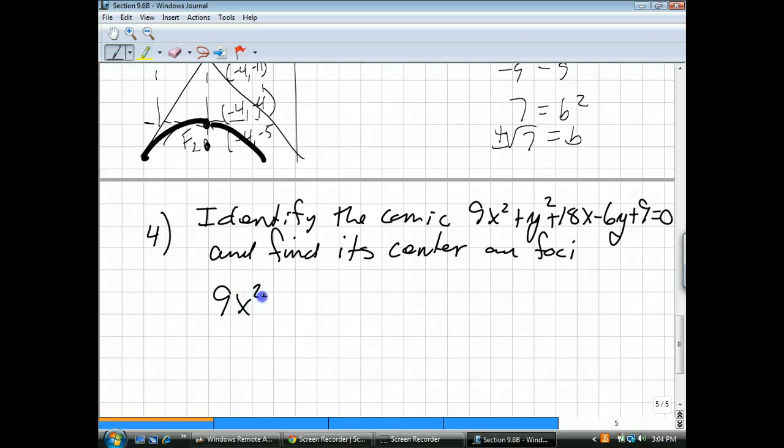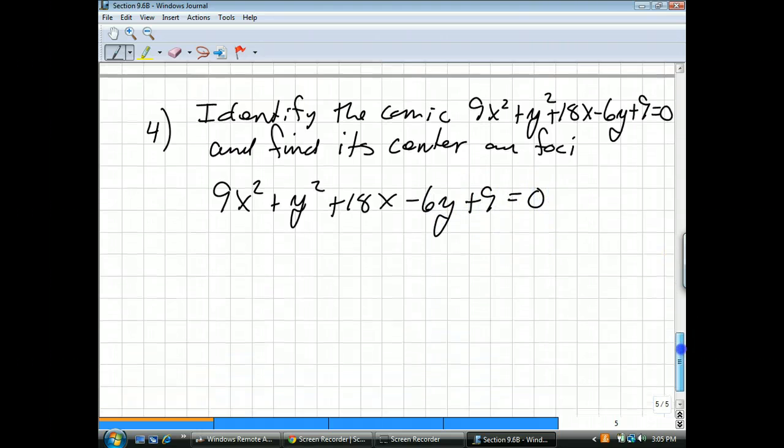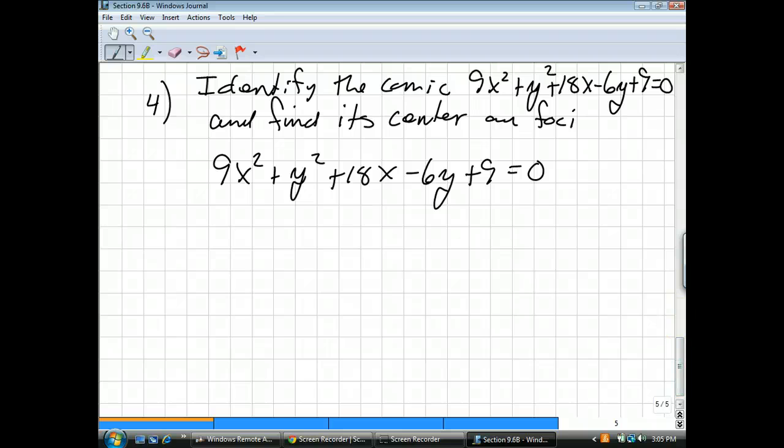So let's write it down. We have 9x squared plus y squared plus 18x minus 6y plus 9 equals 0. Well, if we look at it, we see we have an x squared and a y squared. So right away we can eliminate a parabola. We know it's not a parabola. So it could be a circle, it could be an ellipse, or it could be a hyperbola. So what we want to do then is group all our x's, group all our y's, and move everything else to the other side.